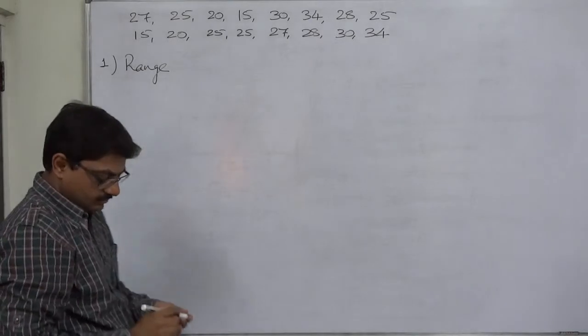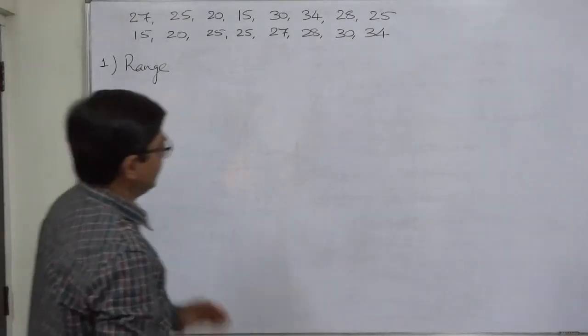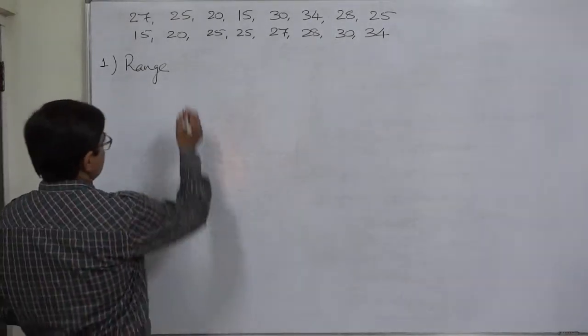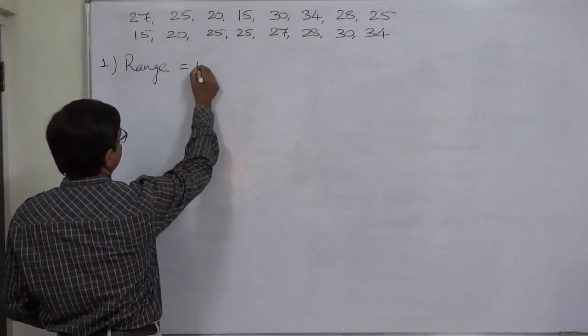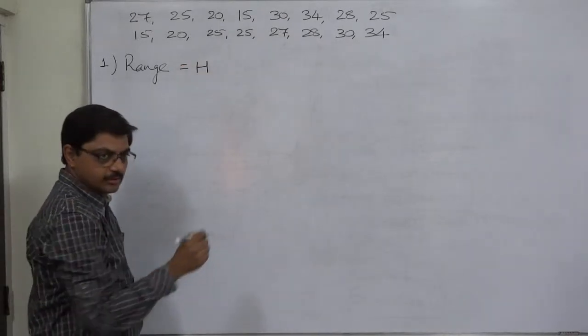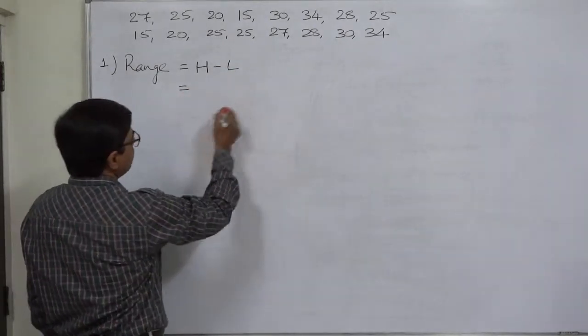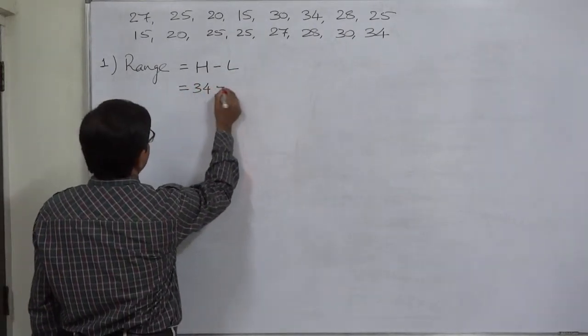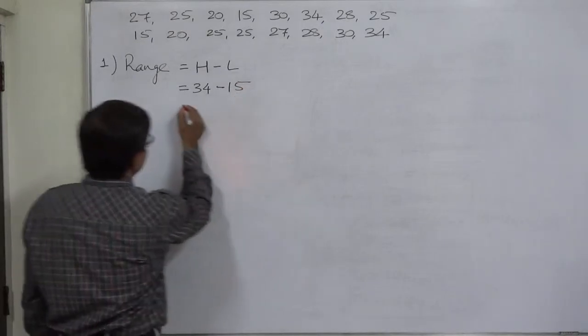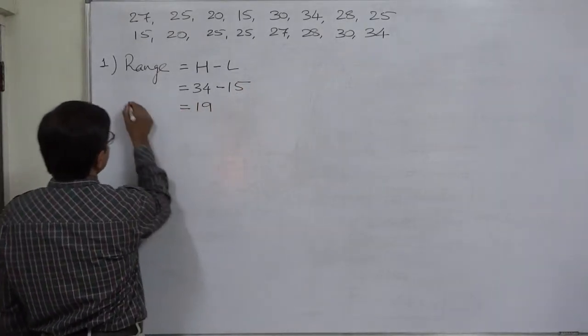What is range? It is actually the range of the entire data. So range by definition is the difference between the highest data value and the lowest data value. The highest data value of this data is 34 and the lowest is 15. So the range comes to 90.